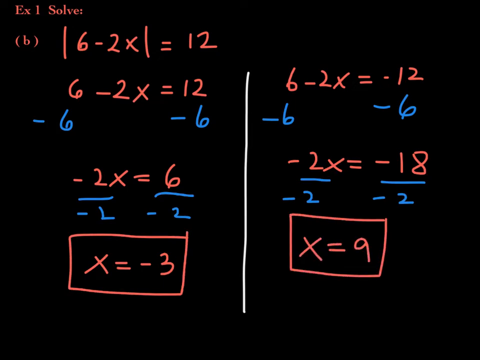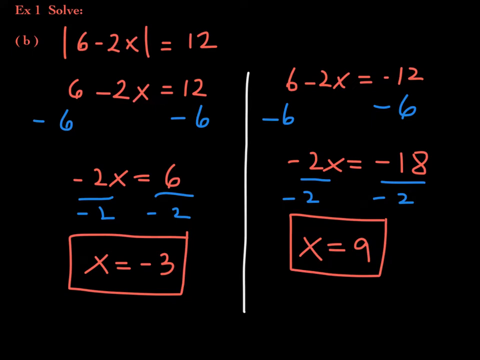So these are the two numbers. Let's be really clear. These are the two numbers that satisfy this equation. What does that mean? Well, if you plug in negative 3 for x, the expression on the left-hand side will be equivalent to 12. In other words, this whole left-hand side will be 12 units. Same thing goes for 9. If you plug 9 in, and feel free to do this, this whole left-hand side will be 12.